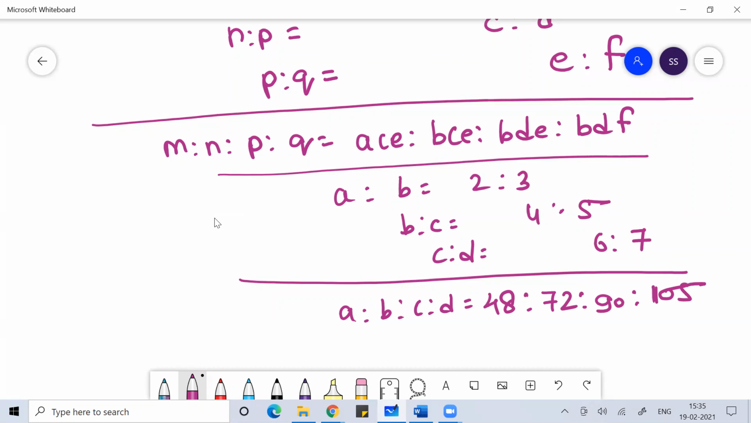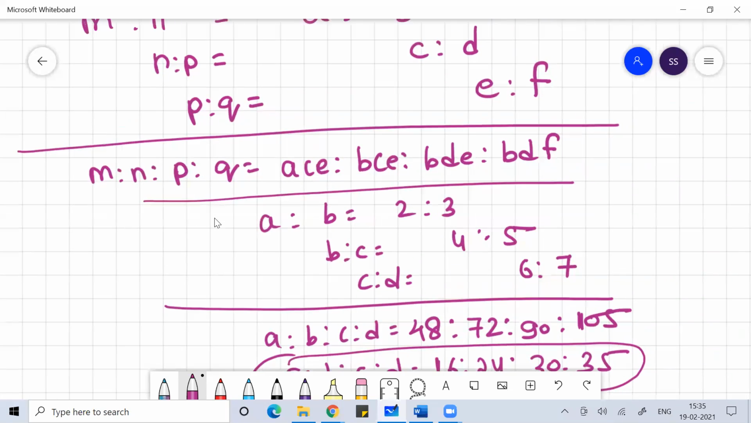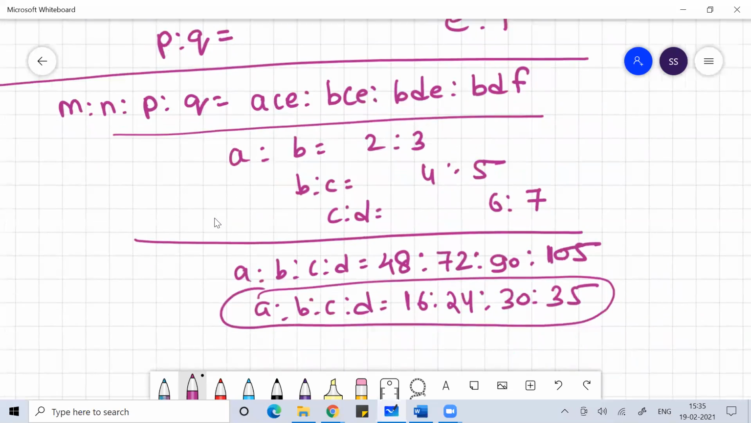All are divisible by 3. So I can write A is to B is to C is to D is 16 is to 24 is to 30 is to 35. This will be your final answer. Fine. So this will be your final answer.